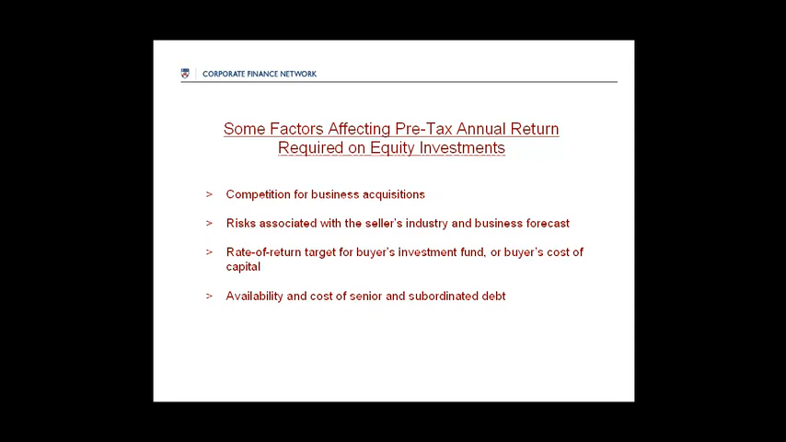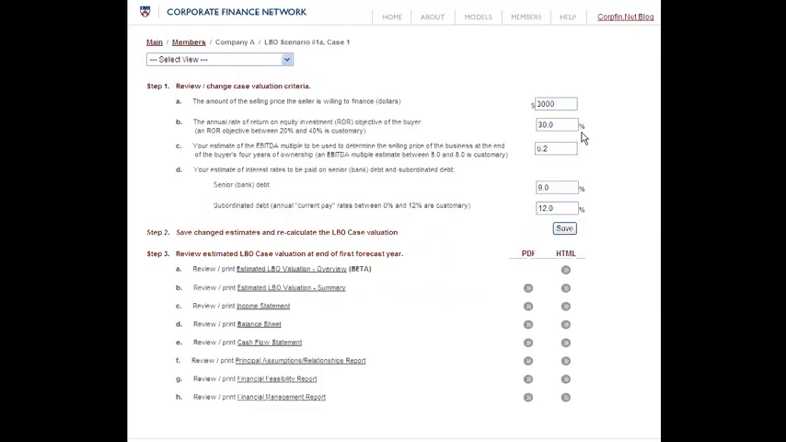Generally, the higher the pre-tax rate of return required by a buyer, the lower the business valuation. As we indicate on the LBO Case 1 page, rate of return objectives between 20 and 40% are customary. Let's revise our rate of return objective to 22%.